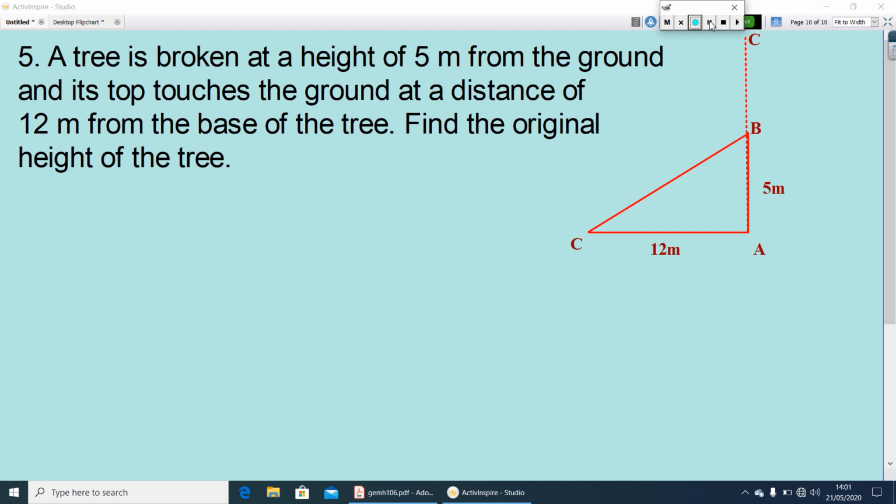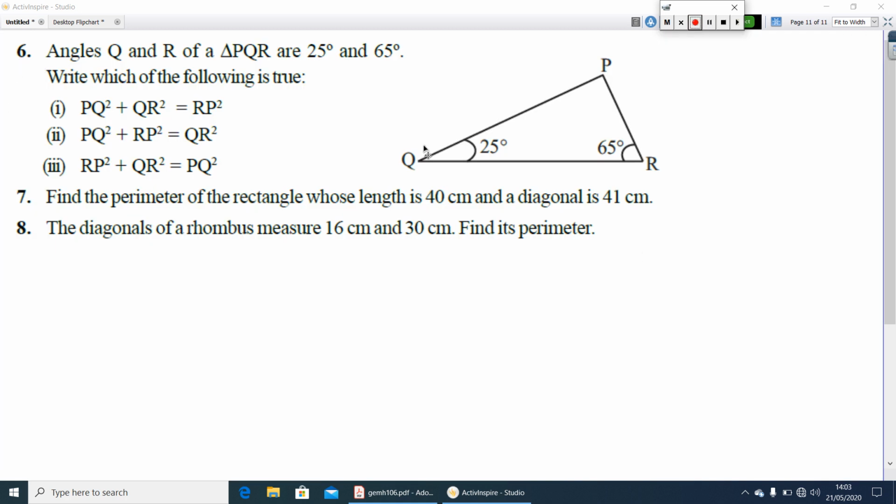Do try. Look at question number 6. Angle Q and angle R of a triangle PQR are 25 and 65. Write which of the following is true. Now find out P. You can get by angle sum property, angle P is equal to 90 degree. Then the hypotenuse will be the side opposite to 90 degree, that is QR. So QR square will be equal to PQ square plus PR square. Do it.